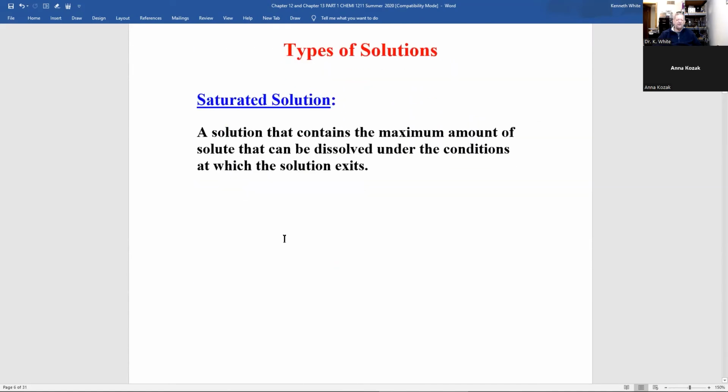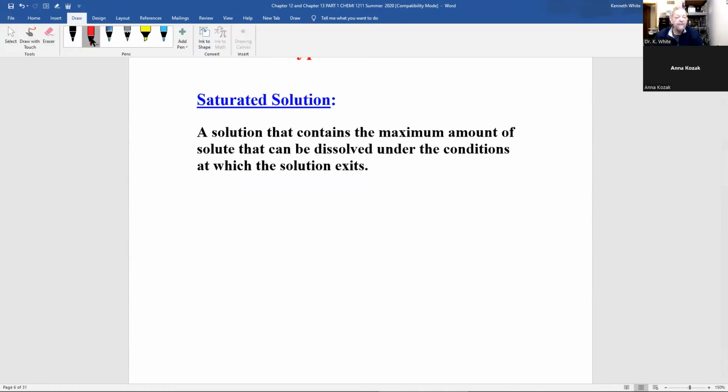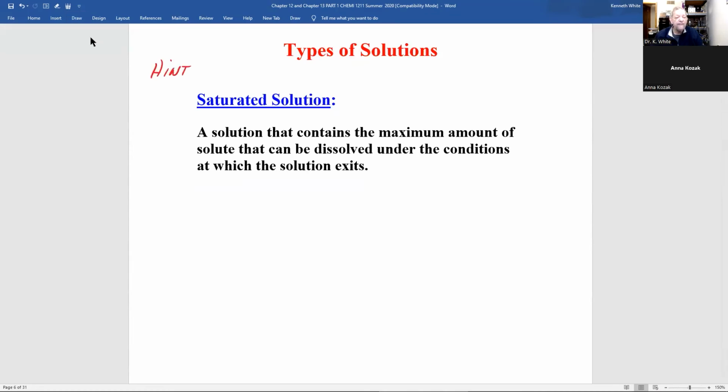Now, there are different types of solutions. I'm going to be subtle. And you should be familiar with the types of solution. And notice, hint, know these.